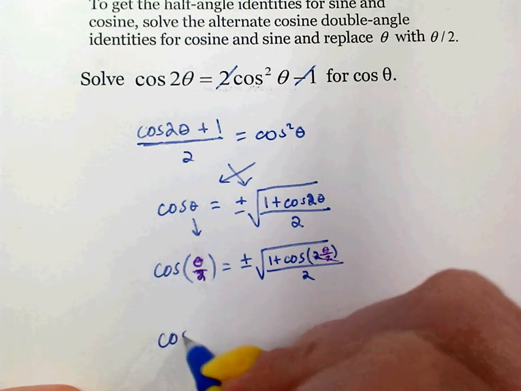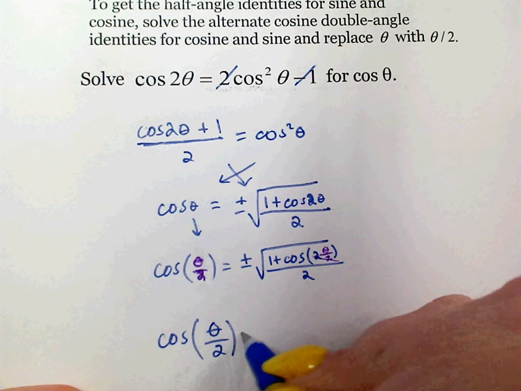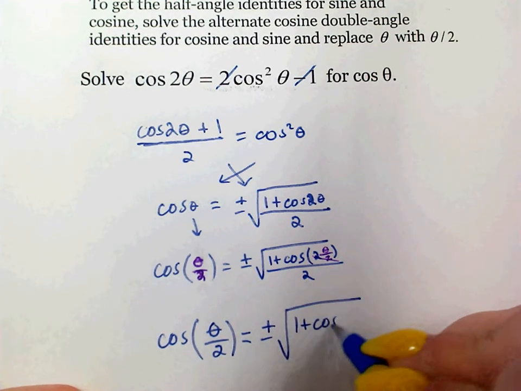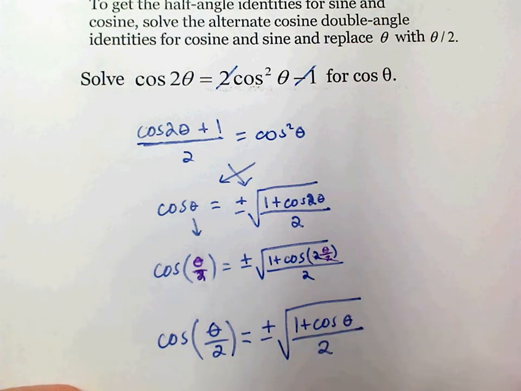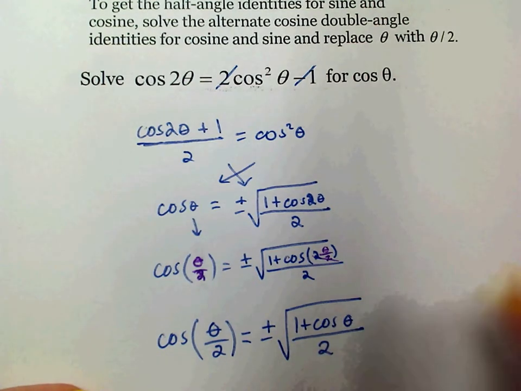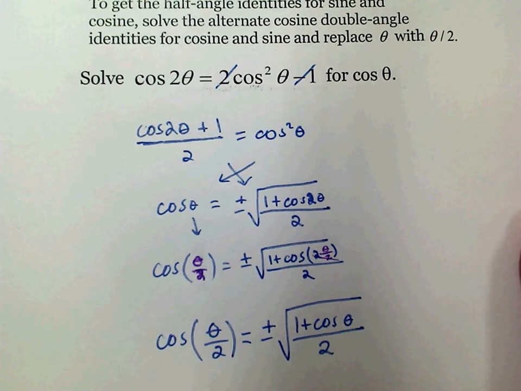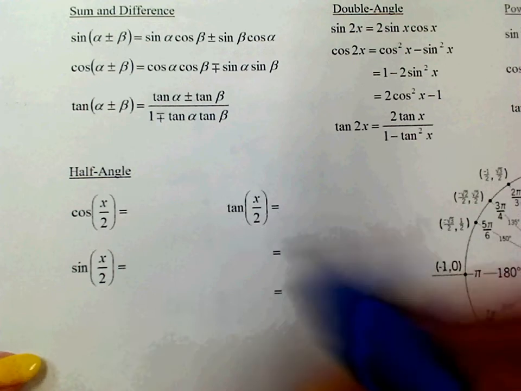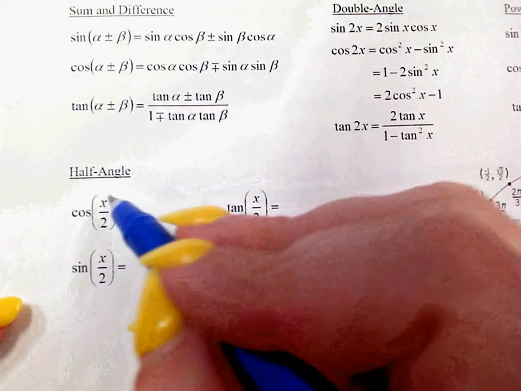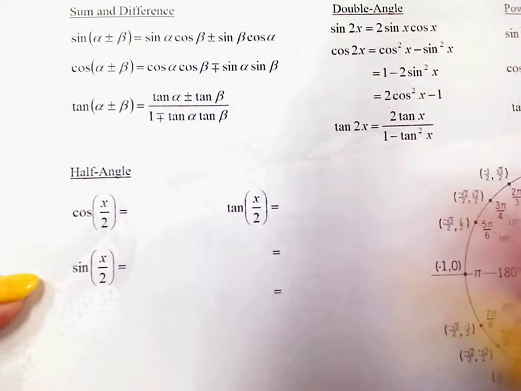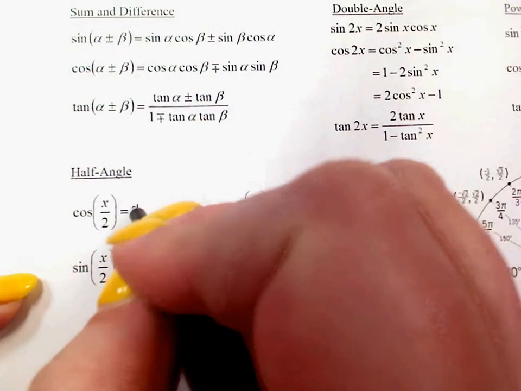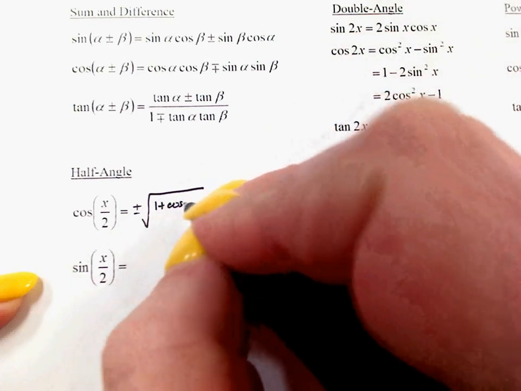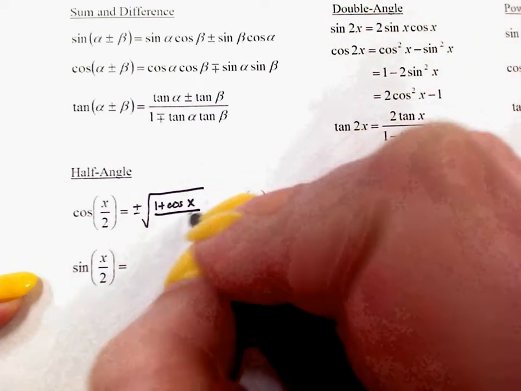Cosine of half an angle is equivalent to either the positive or the negative square root of 1 plus cosine of the angle, divided by 2. And so that's our cosine half angle identity. I'm going to go ahead and fill that in. So get your identities page and do cosine of half angle, and you can do thetas or x's, it doesn't really matter, but it is plus or minus the square root of 1 plus cosine of x divided by 2.